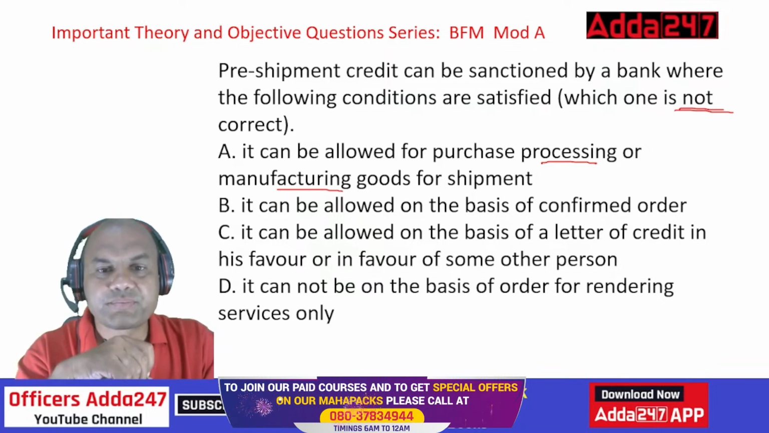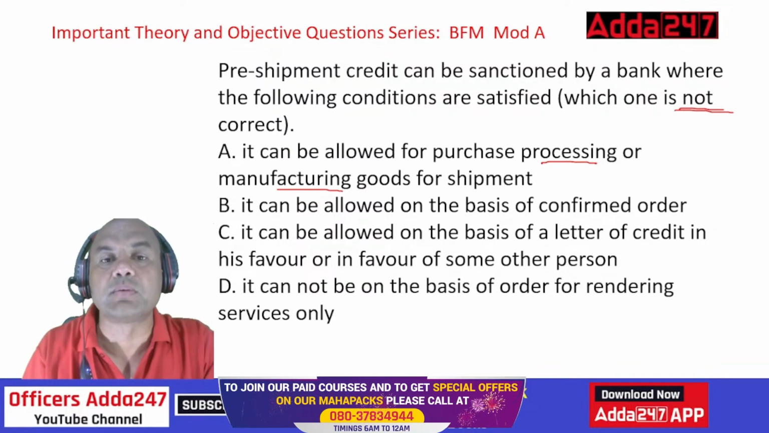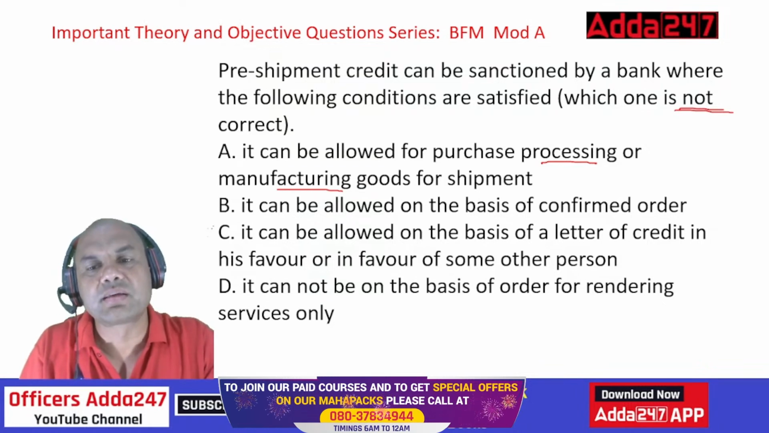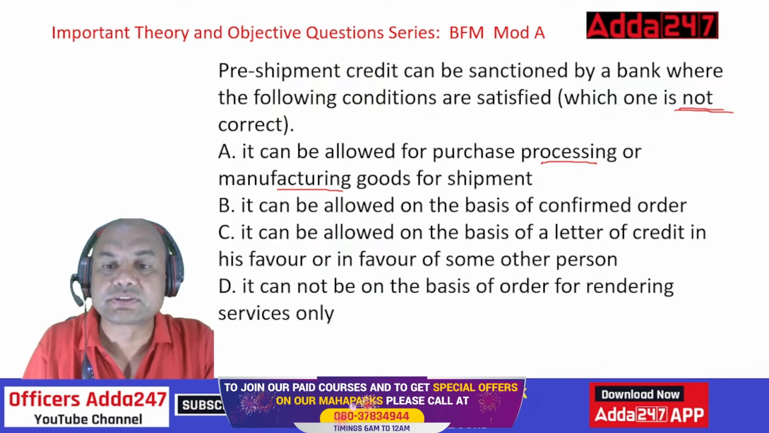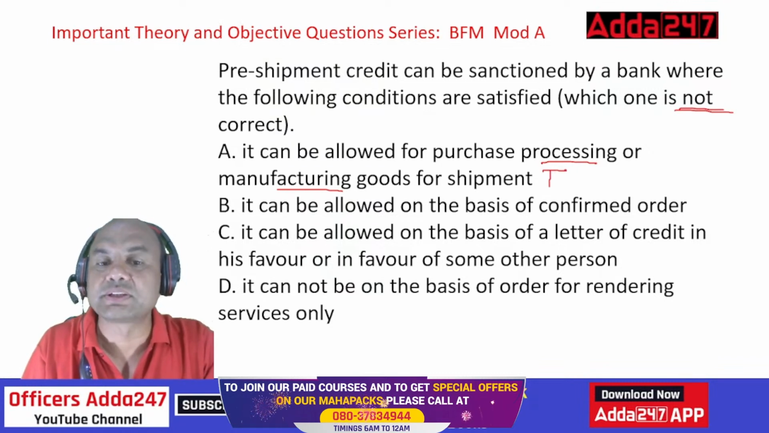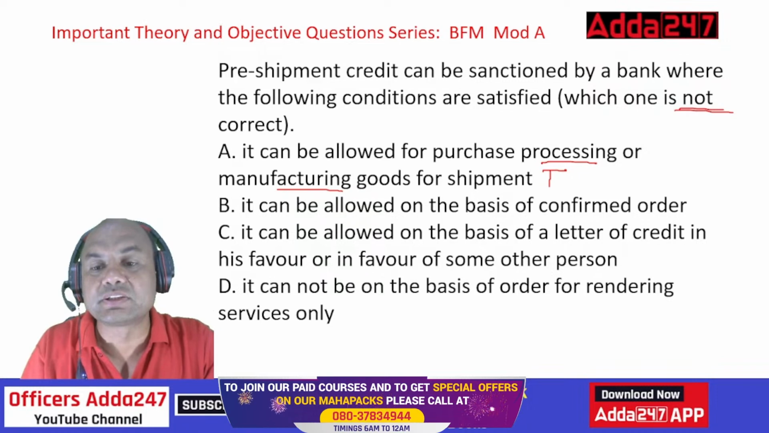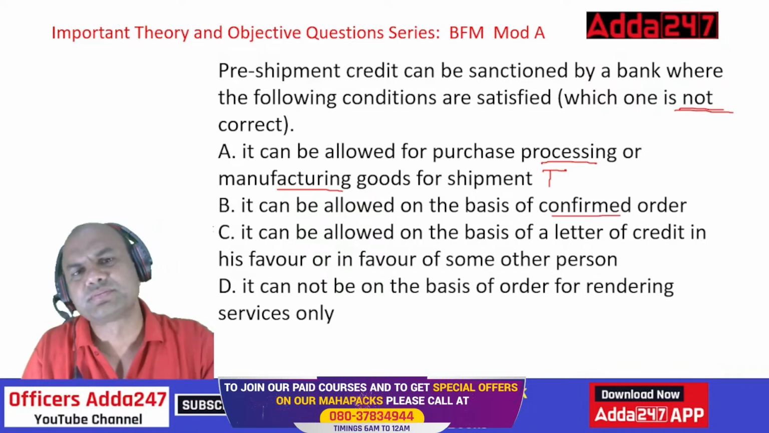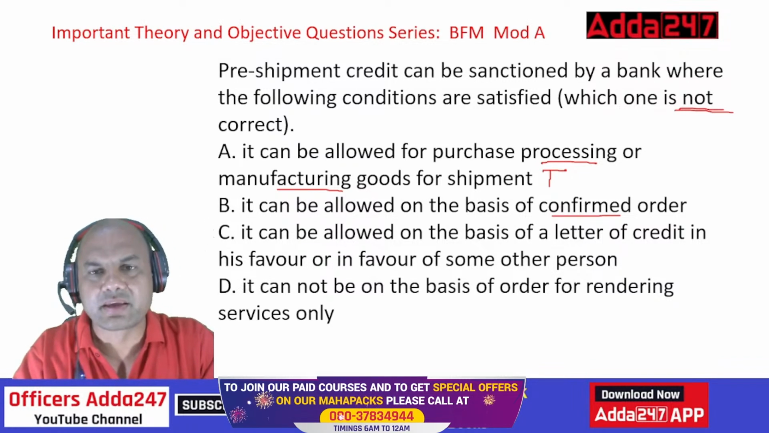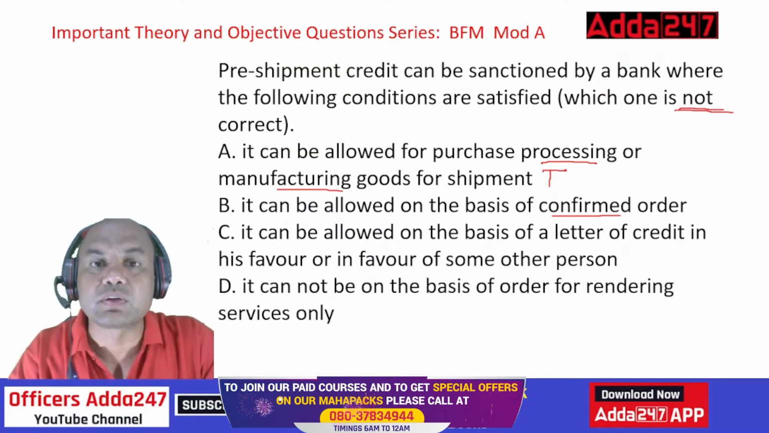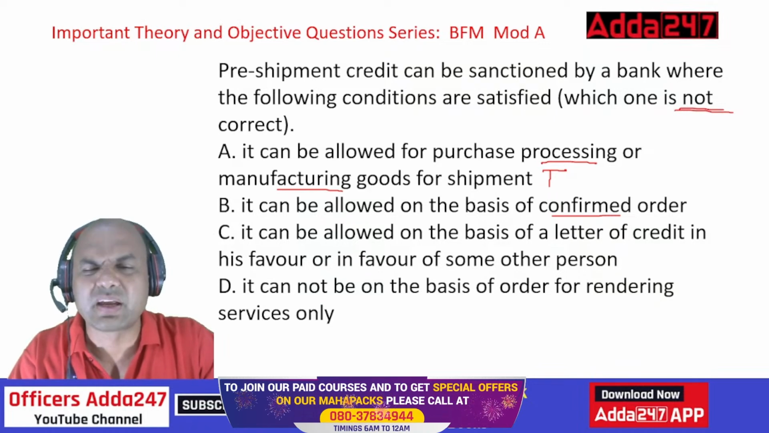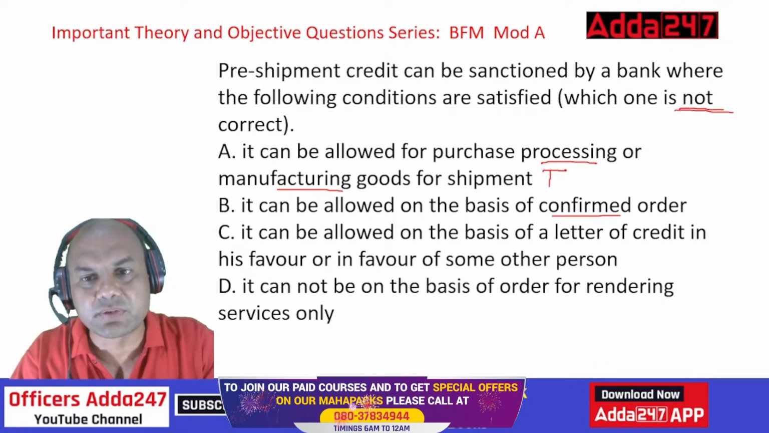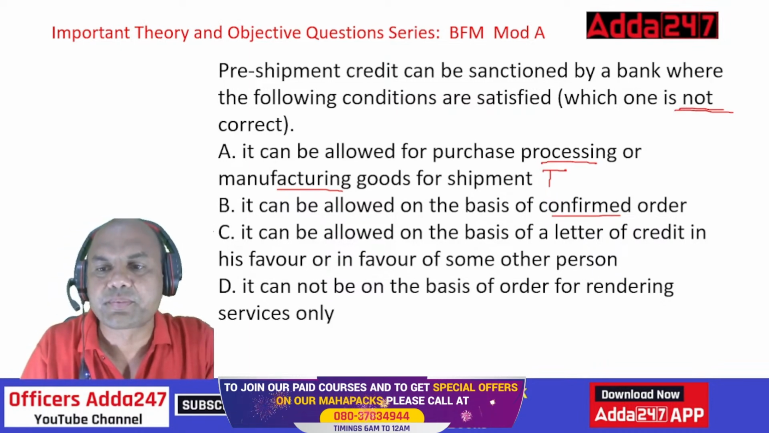First one is correct because it is allowed for purchasing raw material, labor, manufacturing, everything. Just now I told you in the first question itself. So this is true. What about the second one? It can be allowed on the basis of confirmed order. Obviously, if you are a bank and you want to finance somebody, won't you check the authenticity? Suppose I come to your branch tomorrow, sir, ma'am, kindly give me this pre-shipment finance. You'll say, on what basis? You'll see some order, isn't it? So that is true, right?